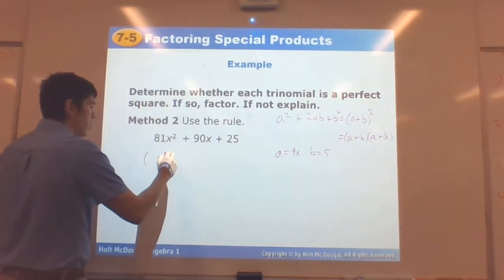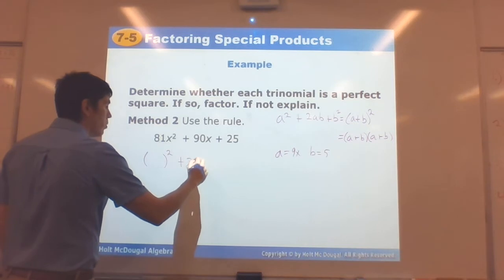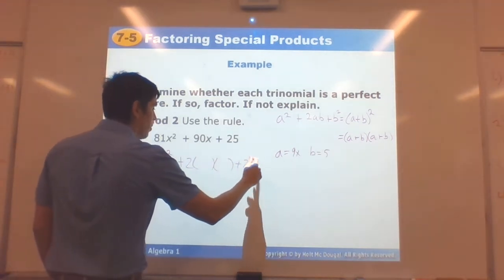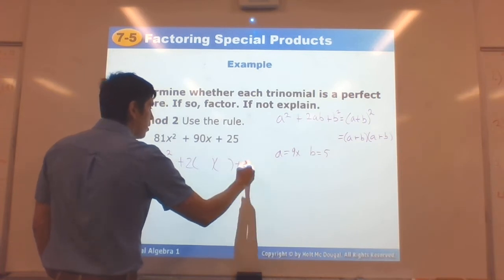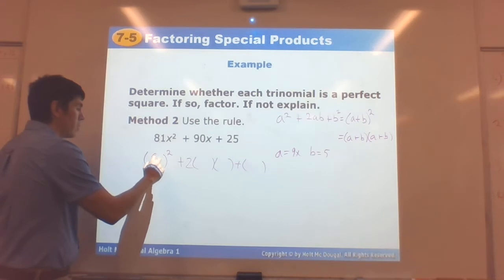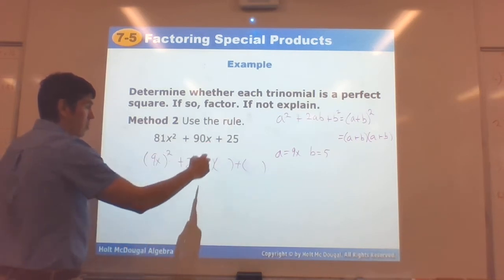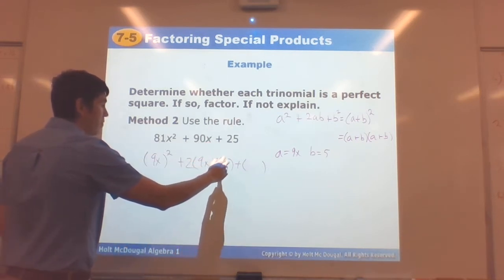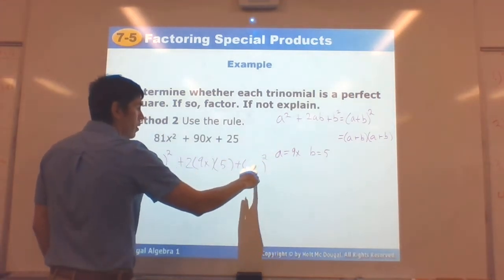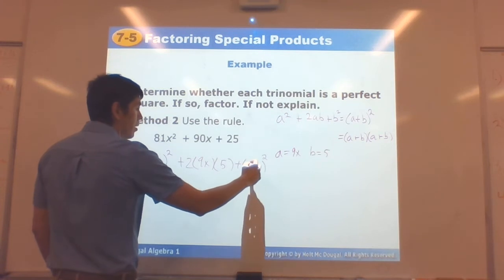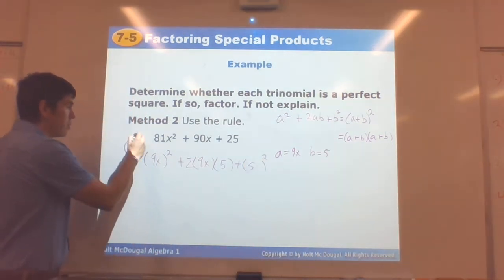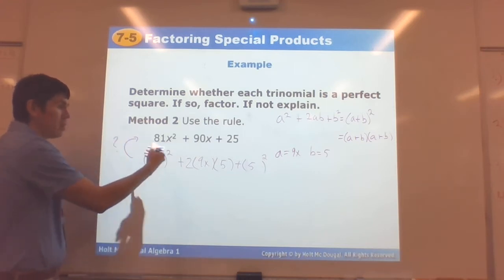This is my a squared plus 2ab plus b squared. Remember, we do this in class, and this is my video. You just plug in your a's and your b's. So my a is going to be 9x, and b is going to be 5. And then over here is my b squared, so it's going to be 5 squared. We're going to say, is this equivalent to that? Well, let's go ahead and evaluate.